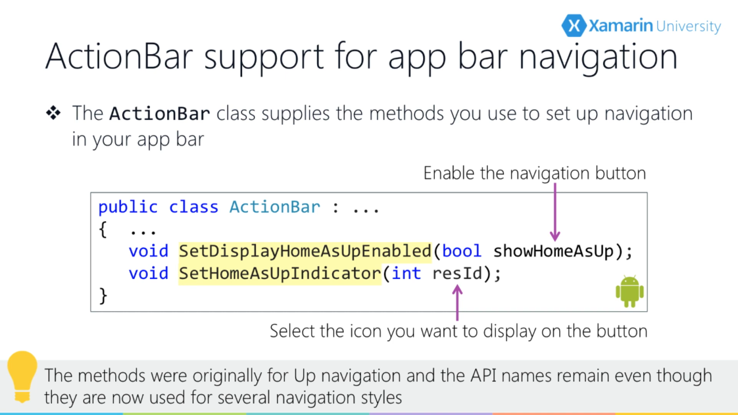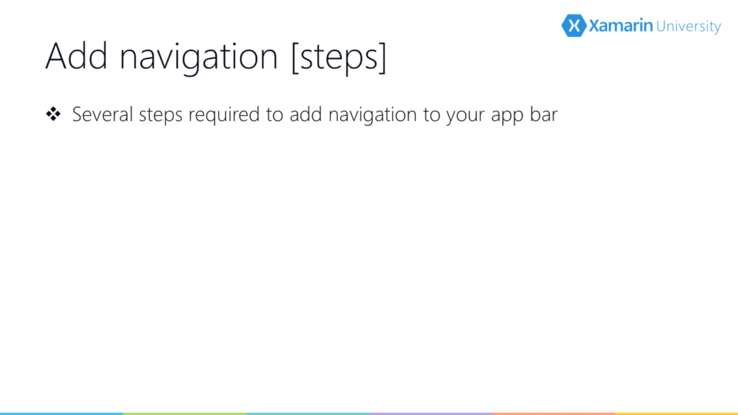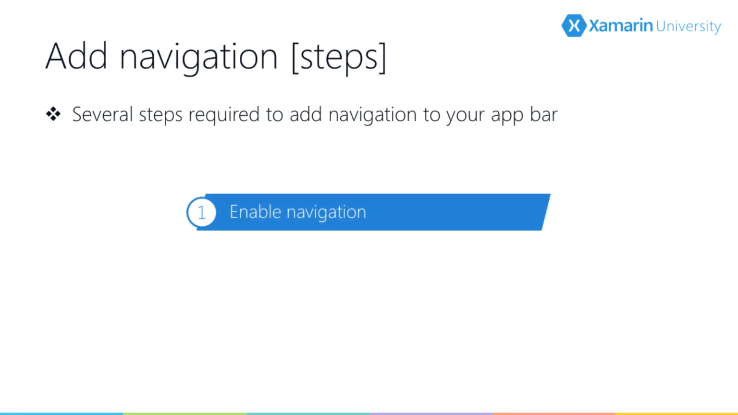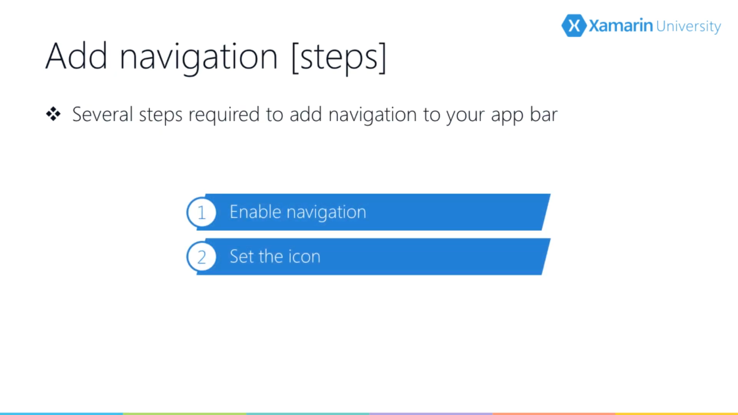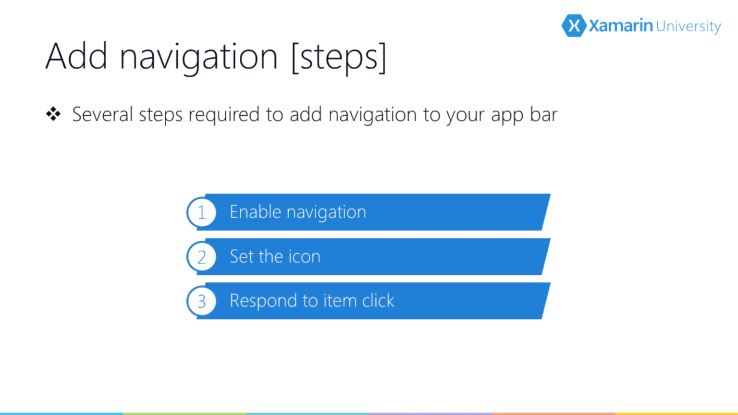Notice the name up appears in both methods. That was the original intent of this idea for up navigation, but since then it's become more generalized, so you do see this used a lot. There's only 3 steps we need to do. Call the method to enable navigation, choose an icon, and then respond when the user taps on the navigation button.